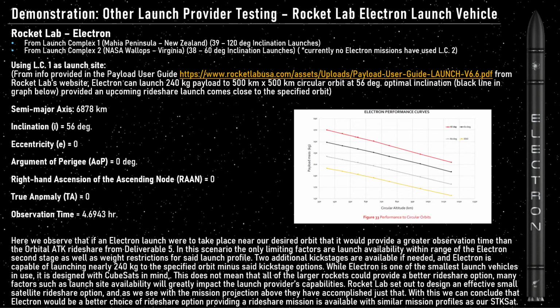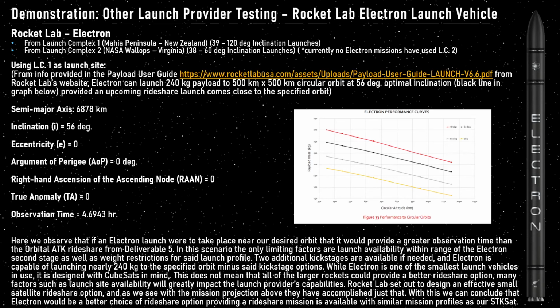In this scenario, the only limiting factors are launch availability within range of the Electron's second stage, as well as weight restrictions for said launch profile. While Electron is one of the smallest launch vehicles in use, it is designed with CubeSats in mind. This does not mean that all of the larger rockets could provide a better rideshare option, because many factors such as launch site availability and inclination offsets for the primary payload will greatly impact a launch provider's capabilities.